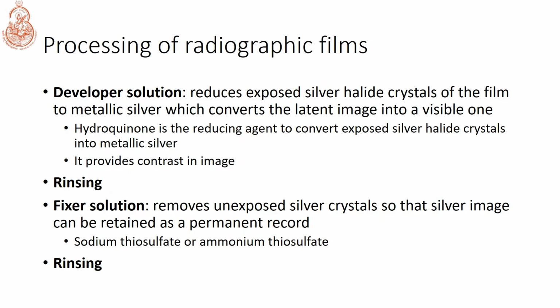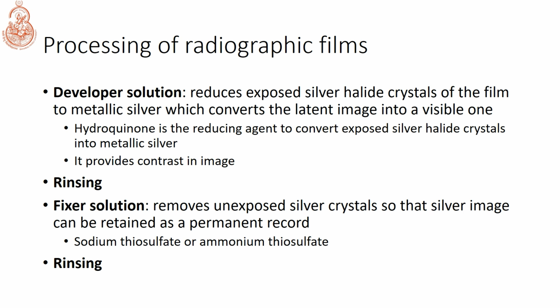What happens in fixing? We are going to remove the unexposed silver crystals so that the silver image can be retained as a permanent record. That is what we do in our fixing solution, and this is done using sodium thiosulfate or ammonium thiosulfate. In fixing, we remove the unexposed silver crystals so that the silver image is retained as a permanent record.